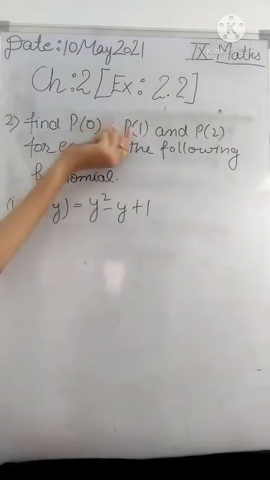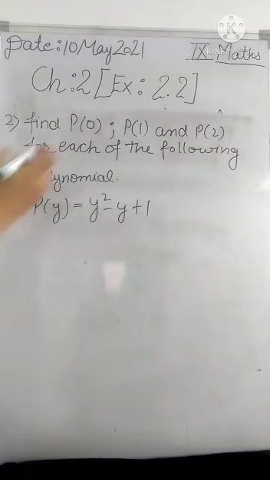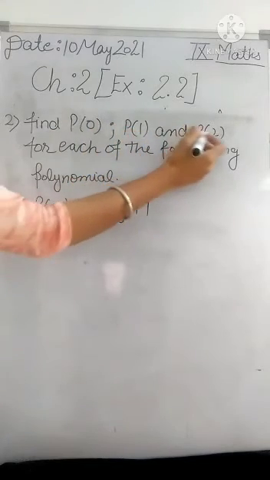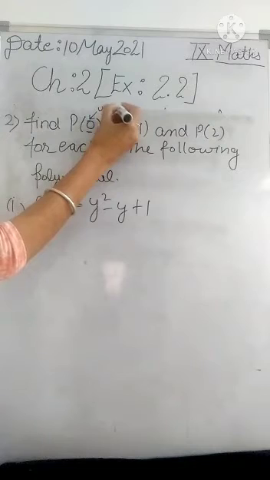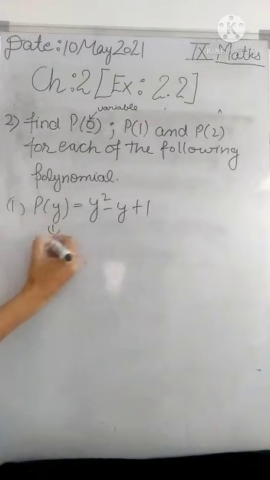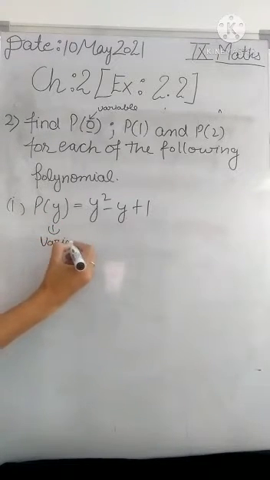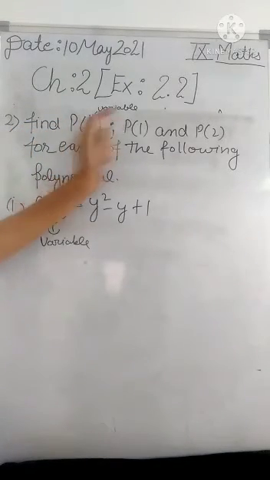Find p(0), p(1) and p(2) for each of the following polynomial. In the second question you have given 4 parts and for each part you have to find p(0), p(1) and p(2). Here this 0 is the value of variable, that variable which we use in the polynomial. In the first part we have variable that is y. Y is a variable here. Clear? So we have to find p(0), p(1) and p(2).